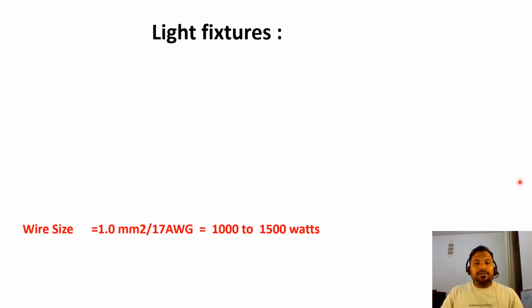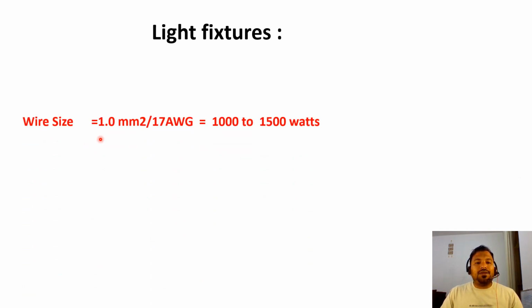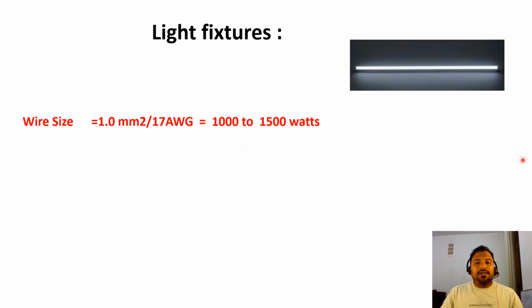Let's see the wire size requirement for the light fixtures. As I told you, to choose the wire sizes we require the load. For example, if we consider a wire size of 1 mm square or 17 AWG, then you can load this circuit up to 1500 watts. It means that in this circuit you can install 15 to 25 tube lights of 60 watts each. In one circuit you can install this many lights.